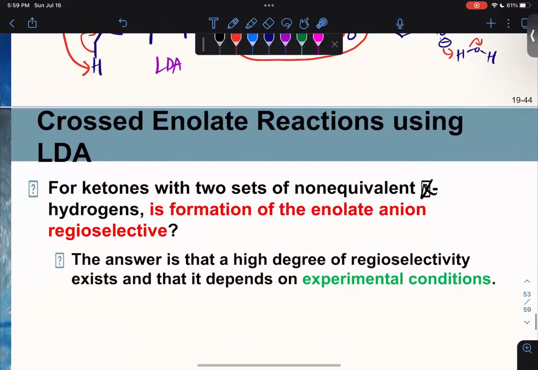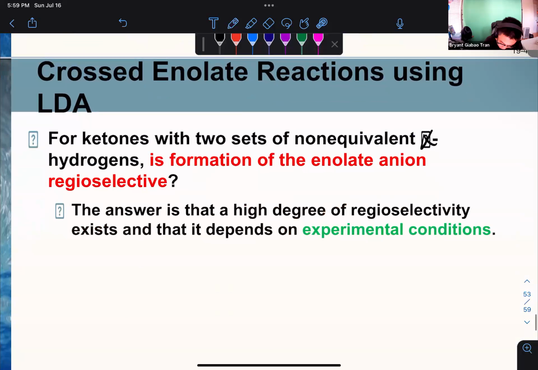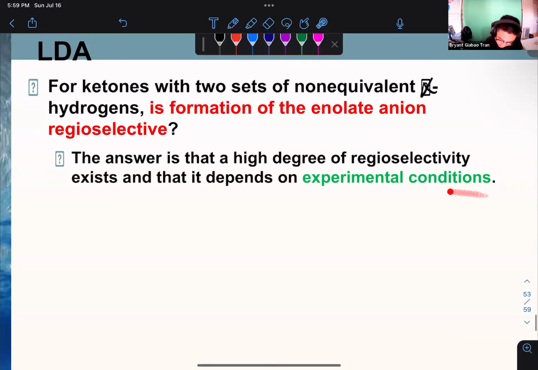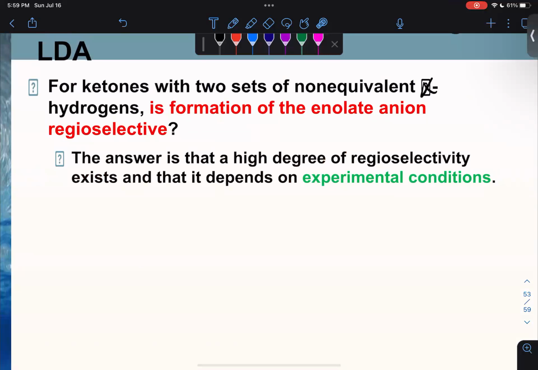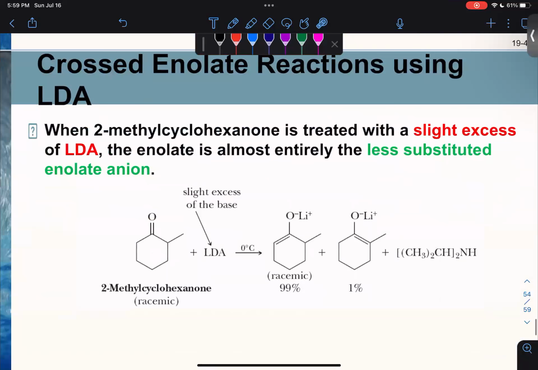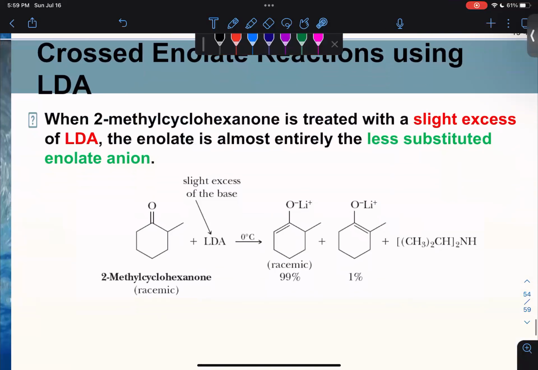Okay. Crossed enolate for ketones with two sets of non-equivalent alpha hydrogens: a high degree of regioselectivity exists, and that depends on experimental conditions. So this is like lab stuff. You have to determine which one is the major thermodynamic product and which is minor through experiments, and you determine that through spectroscopy, NMR, and other techniques. He barely talked about that part. Slight excess of base.